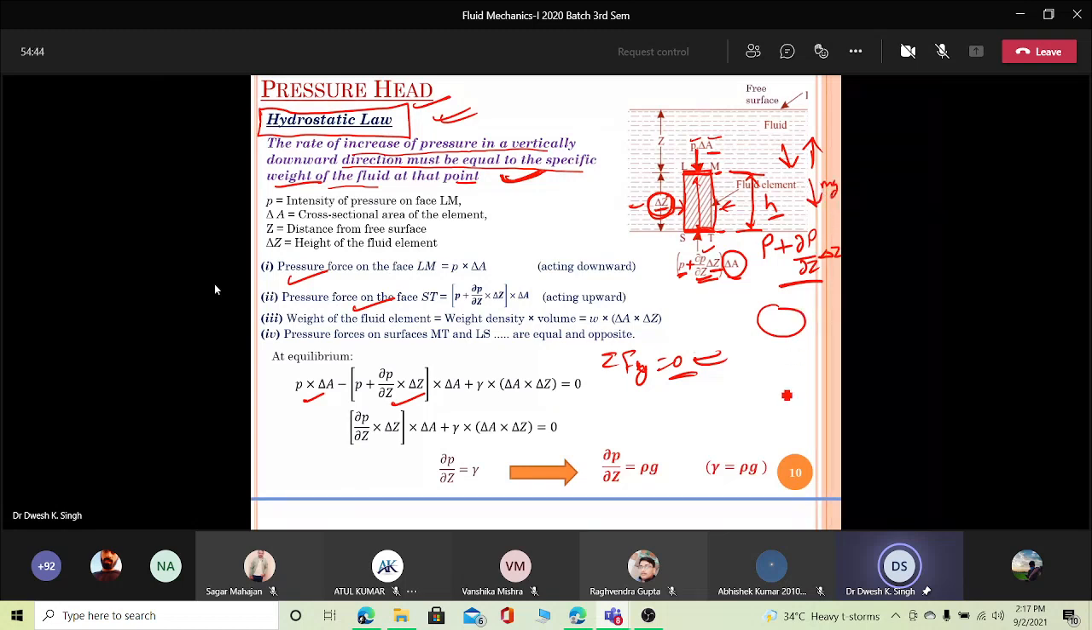That mg you can change in terms of specific weight, gamma. So there is a weight in the downward direction and this force in the downward direction, and this in the upward direction. This term, P, will cancel out, and you will come out with the area term and the weight term. Further, ultimately it's this.